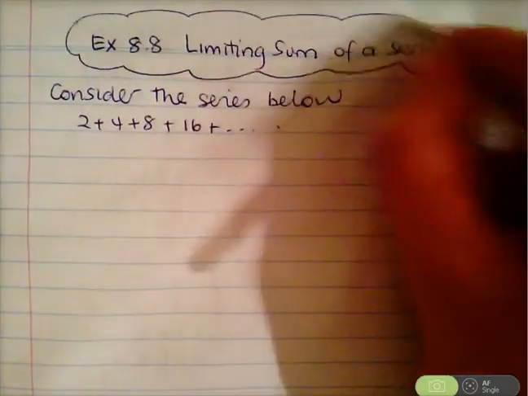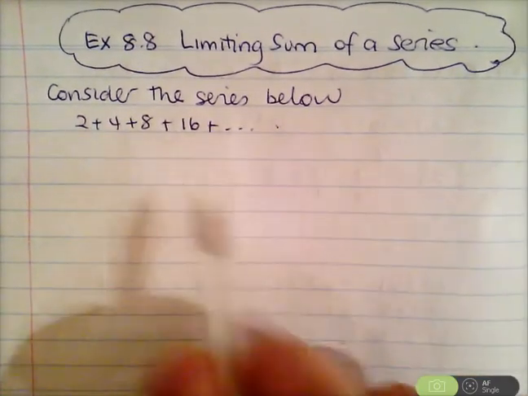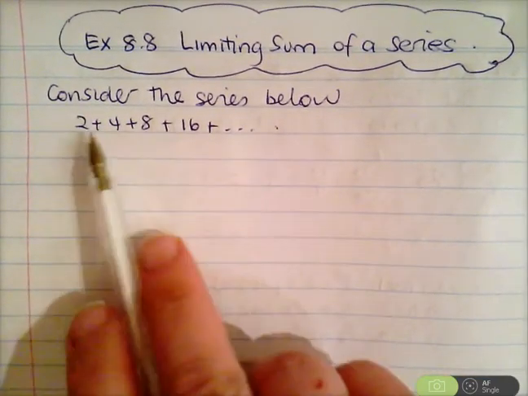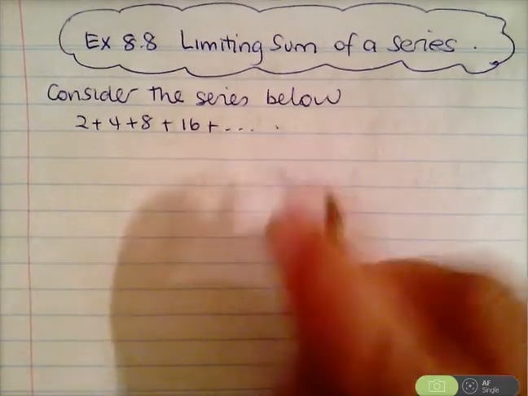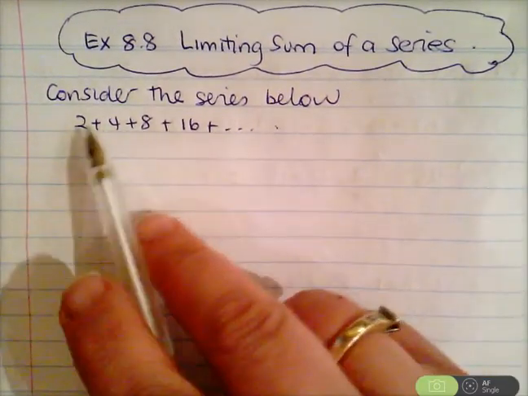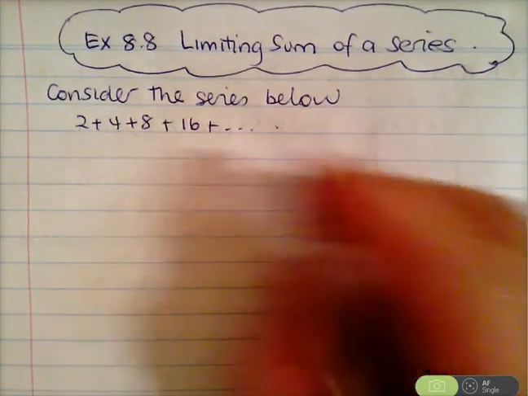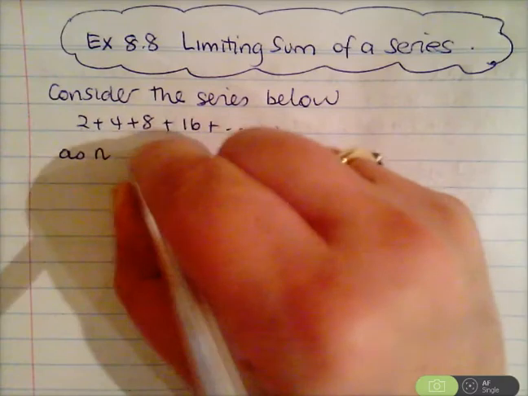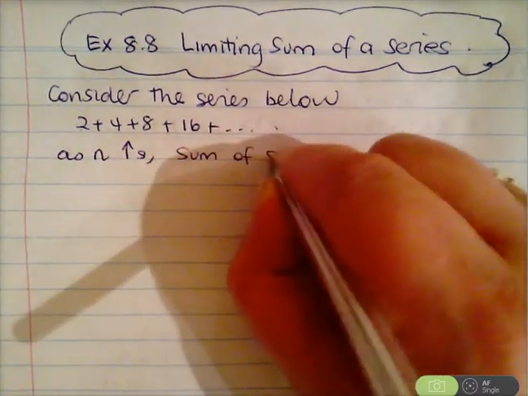The next exercise we're going to look at is exercise 8.8, limiting sum of a series. Now we're going to look at two series. The first one here is 2 plus 4 plus 8 plus 16. Now we know that as the number of terms increases, so as n increases, so does the sum of the series.